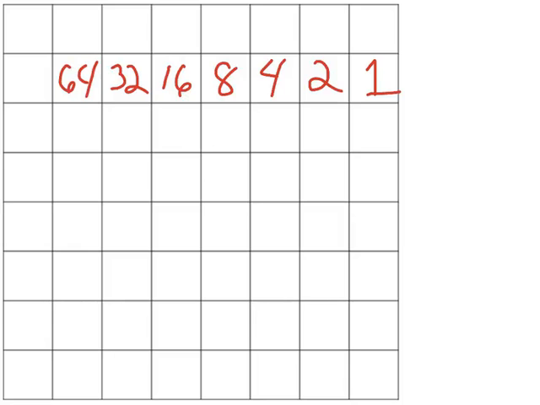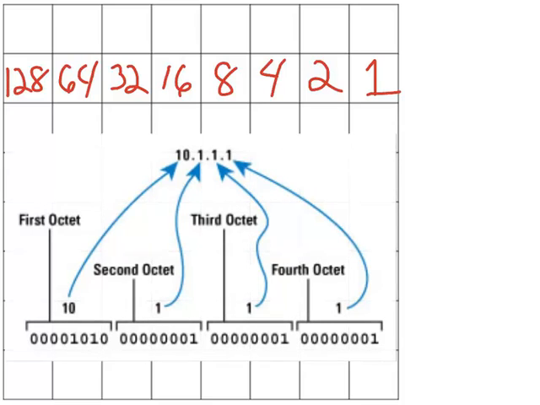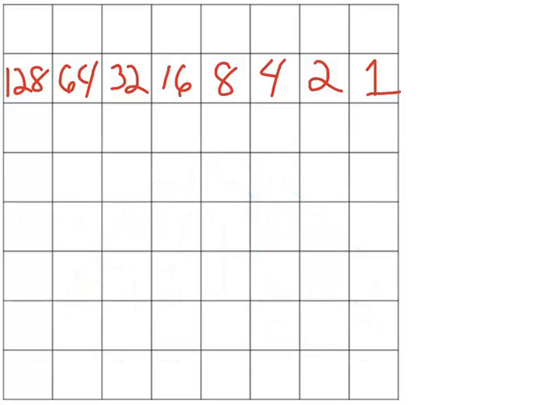64, and 128. Now I stop at 128 because each of my octets are made up of 8 bits, but if I needed to convert a much larger number beyond 8 bits, then I would go to 256 or 512 and so on until I have enough places to be able to convert my binary number back into decimal.